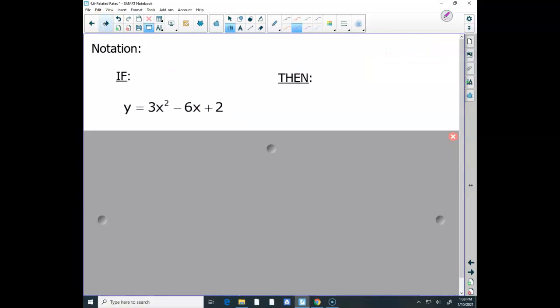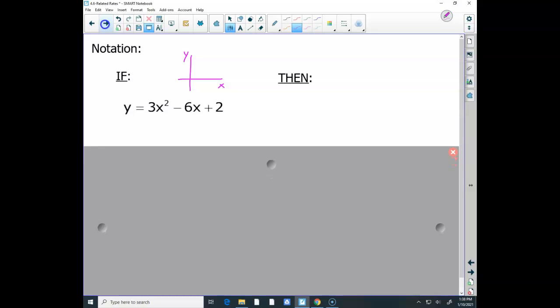And notation, okay? Well, related rates are all about notation, notation, notation. We got to keep things straight. If y equals 3x squared minus 6x plus 2, I know that if I'm looking at that graphically, my independent variable is x, my dependent variable is y, and if I needed to find the slope of this parabola, I know I'm looking for change in y over change in x, correct?